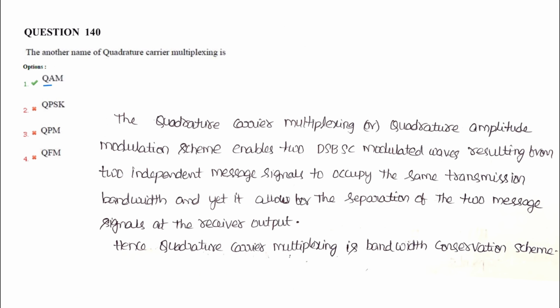Next question. What is the other name for quadrature carrier multiplexing? Quadrature carrier multiplexing, or quadrature amplitude modulation. This scheme enables two DSB-SC modulated waves resulting from two independent message signals to occupy the same transmission bandwidth, and yet it allows for separation of the two message signals at the receiver output. This quadrature carrier multiplexing is a bandwidth conservation scheme. Here two DSB-SC signals, DSB-SC1 and DSB-SC2, are independently modulated and then quadrature multiplexed, which results in simultaneous transmission of both signals and allows the separation of the two message signals at the receiver output. The other name for quadrature carrier multiplexing is the quadrature amplitude modulation scheme. Correct answer is option 1.